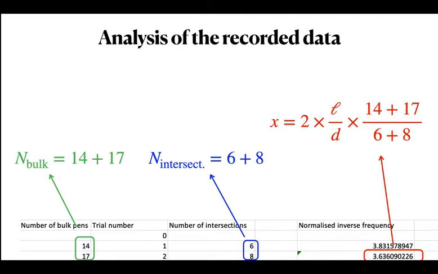And now what I want to do is essentially show you the data that I've collected in my Excel file, and then what is the kind of value I got for x as I continue doing the experiment over and over again.